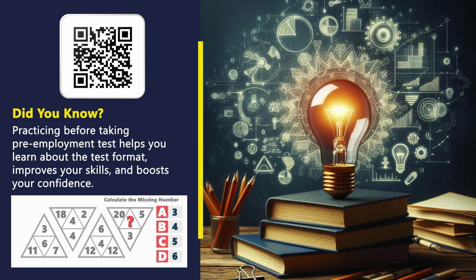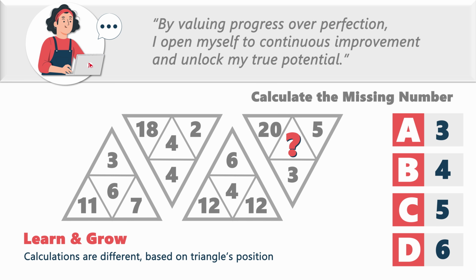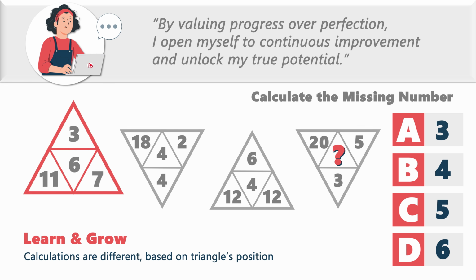The key to solving this question is to understand and recognize the fact that triangles' calculations are different based on triangle's position. For example, the first triangle is looking upward, and we use addition to do the calculations. Let's look at the example. 11 plus 7 divided by 3 equals 6.